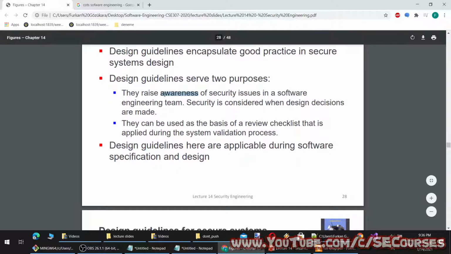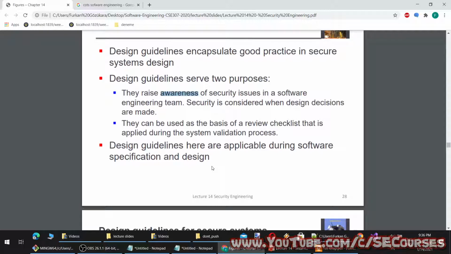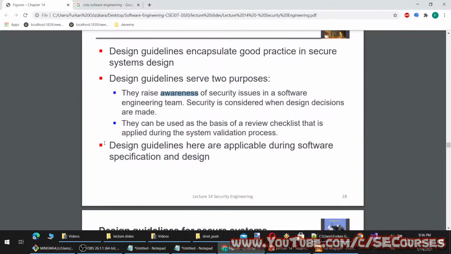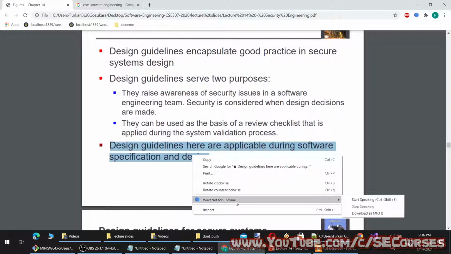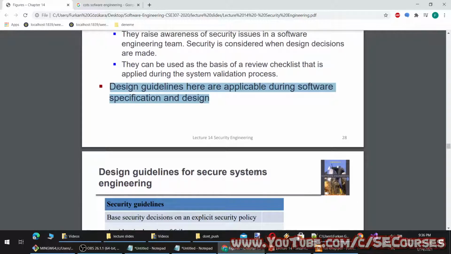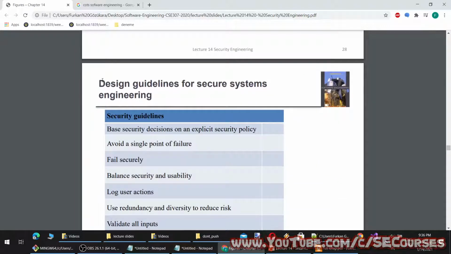Okay, so you see, raising awareness is really important among developers because eventually the developer has to be careful when designing and developing a system, and the developer has to be aware of what could be used as a vulnerability of a system. Moreover, they can be used as the basis of the review checklist that is applied during the system validation. So having design guidelines is extremely useful. Design guidelines here are applicable during software specification and design.